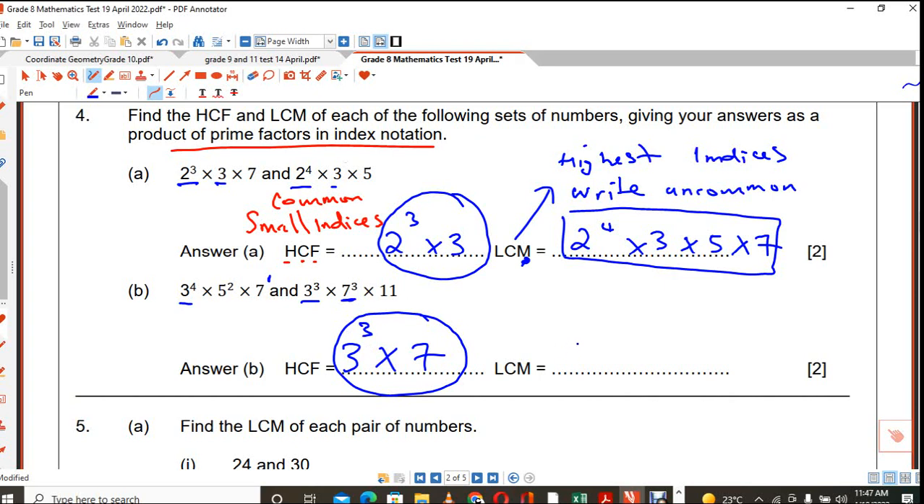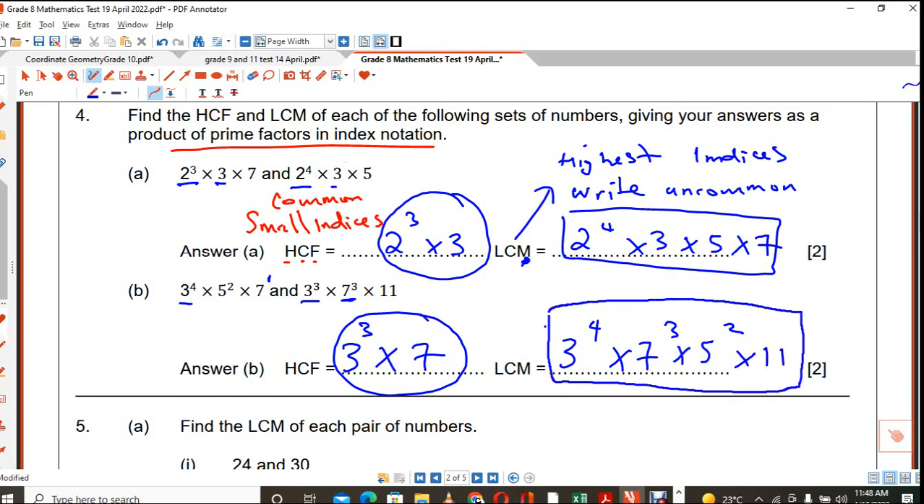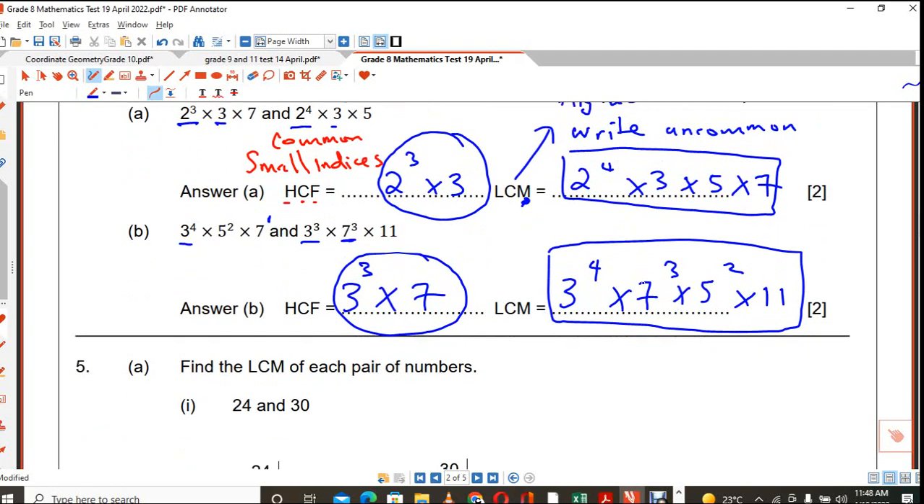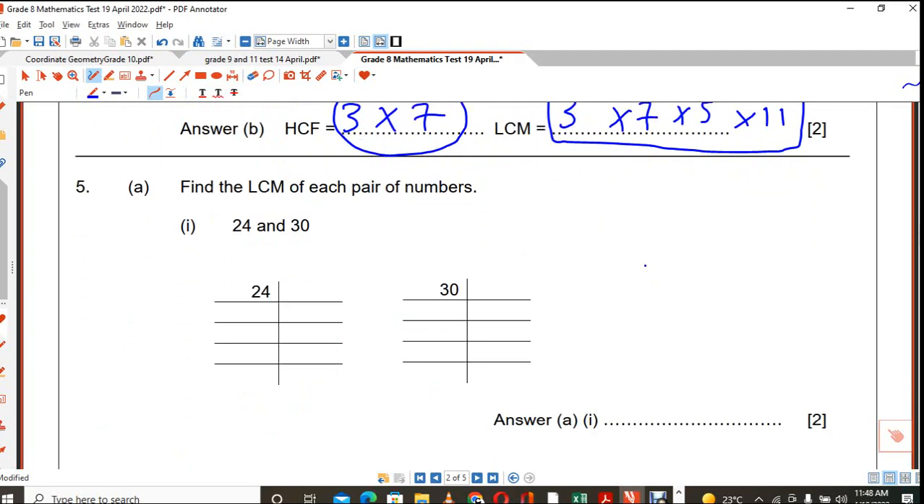Here you look for the biggest one: 3 to the power 4, 7 cubed, and now you write everything else that is there: 5 squared times 11. That is what this was all about. Now you went and tried to multiply those numbers. What are you doing? This one is very easy.